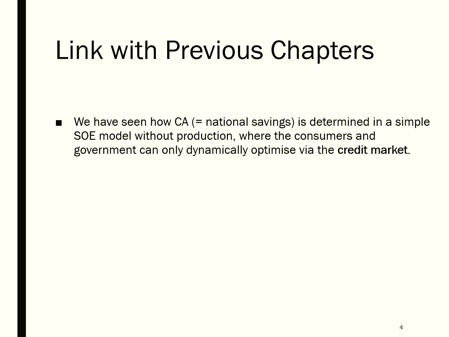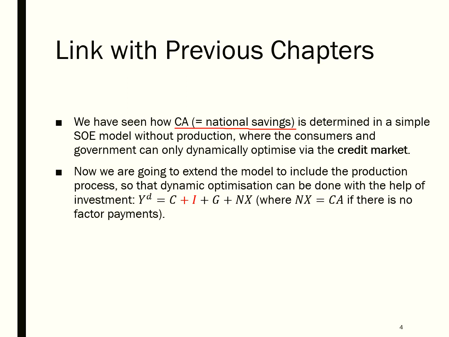In the previous lecture, we have introduced a simple small open economy with credits, where consumers and governments are trying to dynamically optimize via the credit markets to determine their optimal national savings or current account. But in that model, we do not have any production process. In this lecture, we are going to extend the simple model to include the firm's behavior so that there will be investment as well as the production.